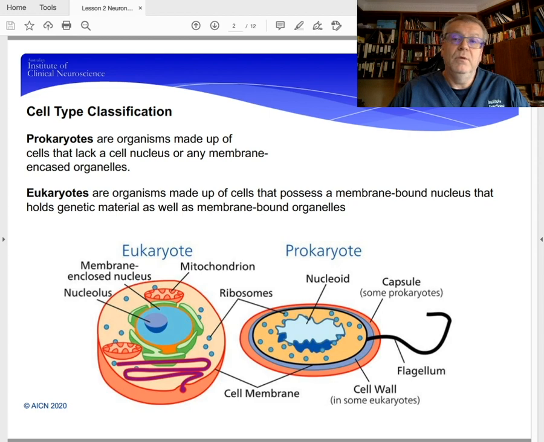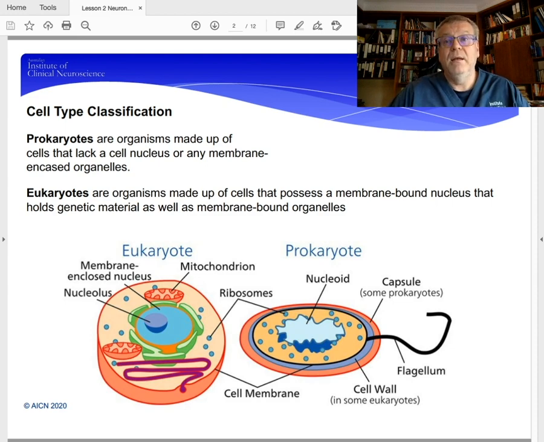Now, the interesting thing is about the eukaryotes. So humans are multicellular eukaryote organisms, and the organelles that we're talking about that have membrane structures are things like mitochondria. So the mitochondria are making ATP inside the eukaryotic cells. Now, both types of cells have ribosomes, which make proteins. And the major difference is that the enclosed nucleus contains DNA material in the eukaryotic cell.